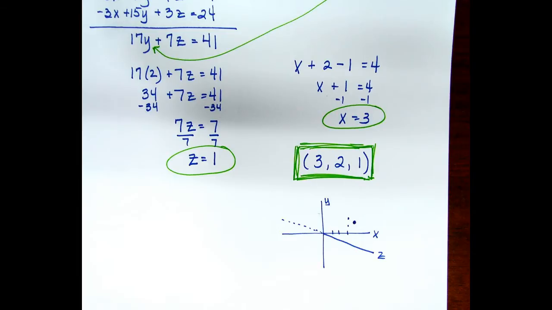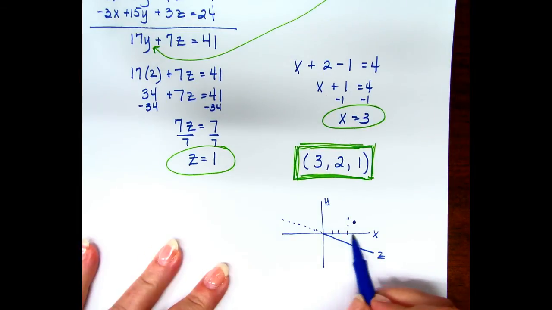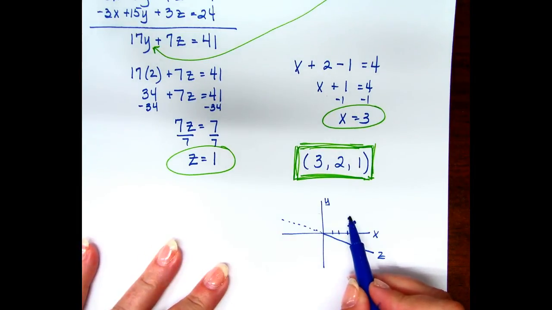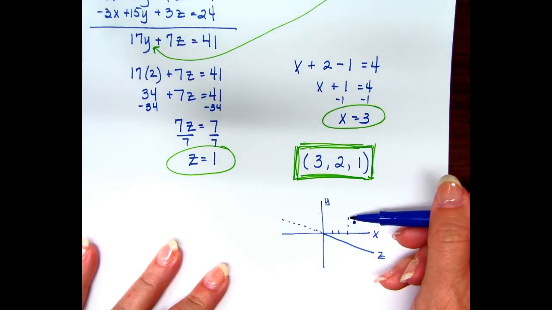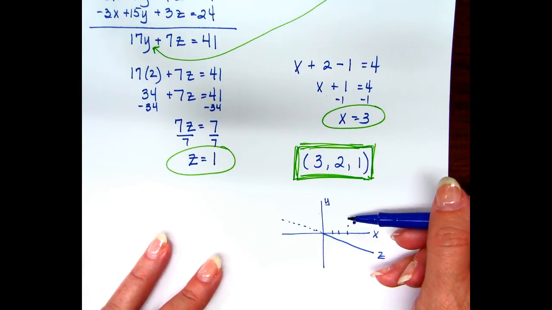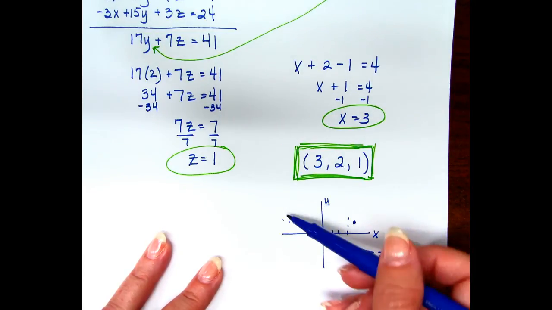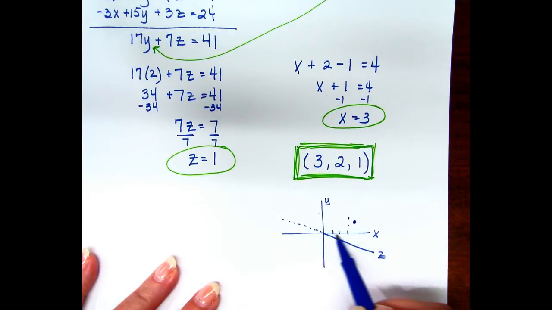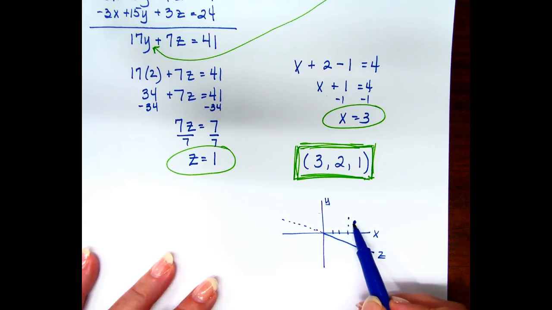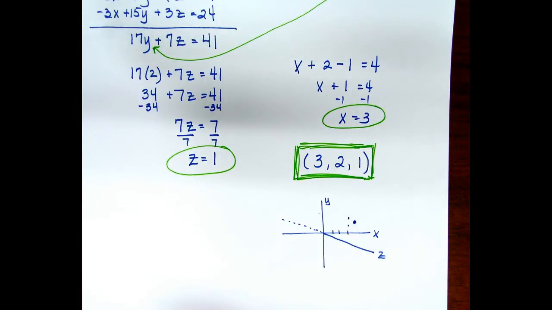Okay? Do you see why we don't graph it very often? It's not easy, right? Because really, it's over 3, up 2, and out 1. So it's really like floating in space above the paper right here, right? Can't graph that. But if we can try to see that the z-axis is actually coming through the paper, you can see that I went over 3, up 2, and out 1. Yeah? Okay? Any questions about that?